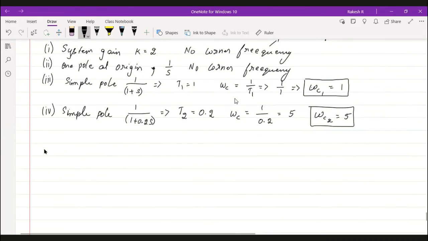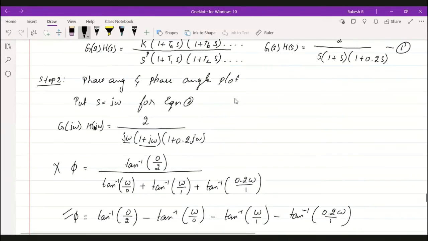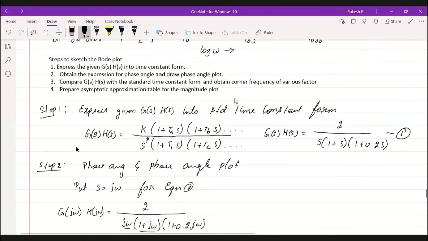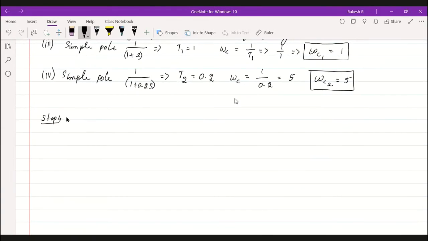Okay. Next step, what is step number 4? See here, step number 4: prepare the asymptotic approximation table for the magnitude plot here. Right, that is step number 4. Step 4 is to find out the asymptotic approximation table.